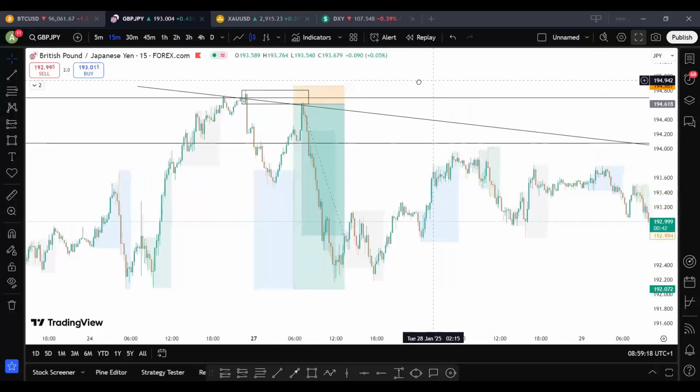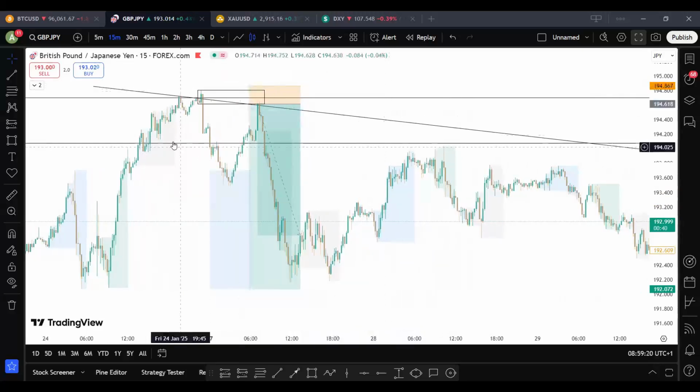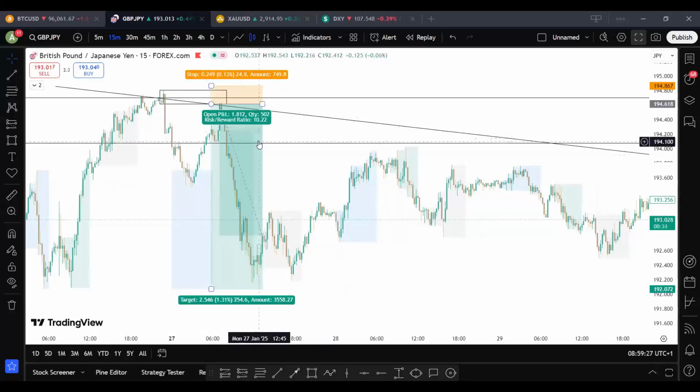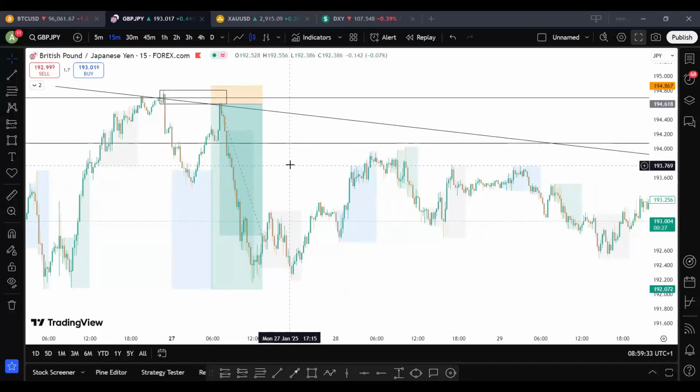Okay, so this is that particular zone. That's where we even got two entries. So this thing doesn't always happen. It doesn't happen every day. It might not even happen in a week. So that is why you exercise patience and wait for it. And that is why we have so many pairs to trade from.